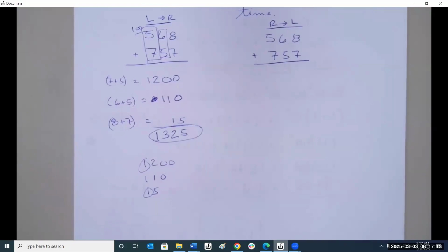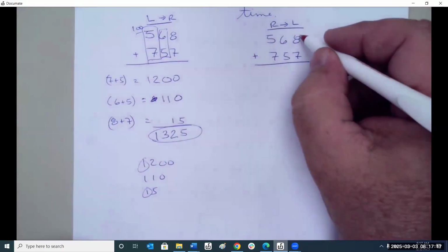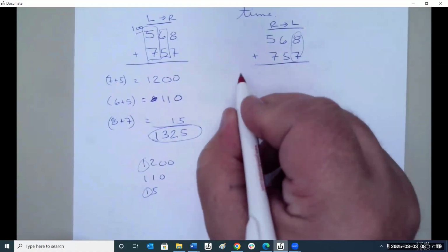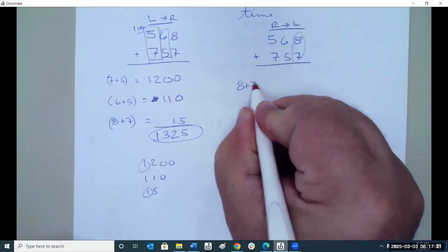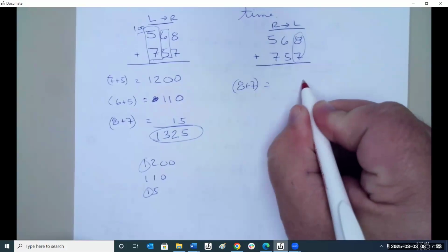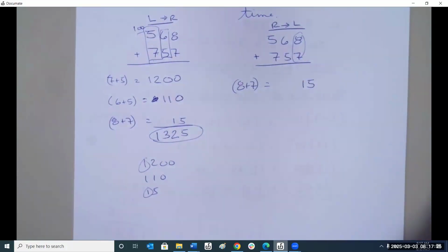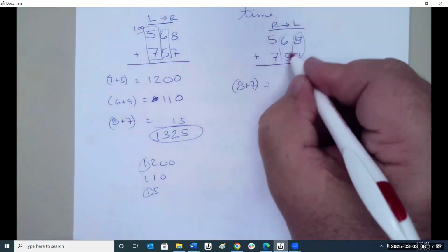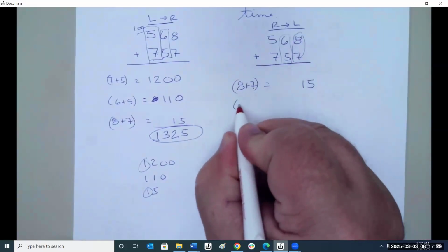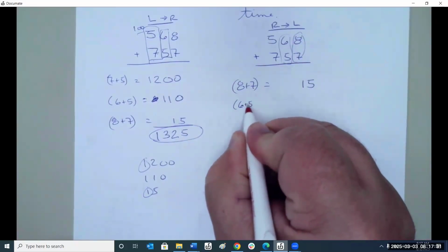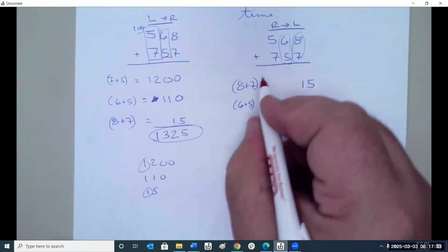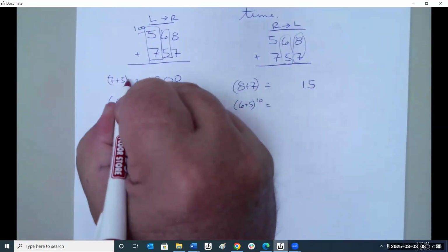What do you think right to left is going to do? Where do we start there? On the right-hand side. What is 8 plus 7? That's 15. Then in the tens column, we have 6 plus 5. Well, if you want to, you could put these in there.